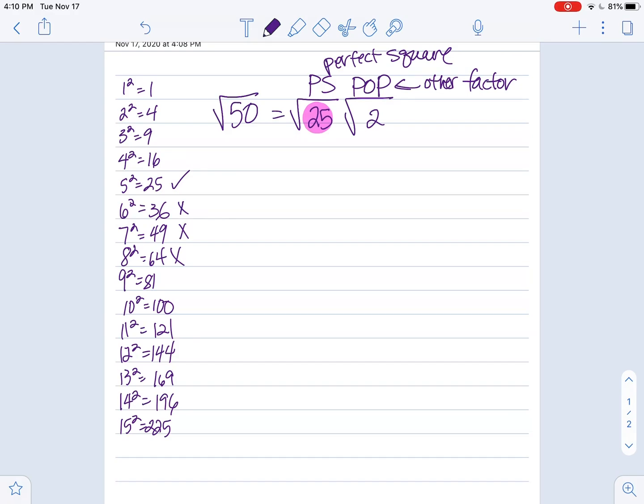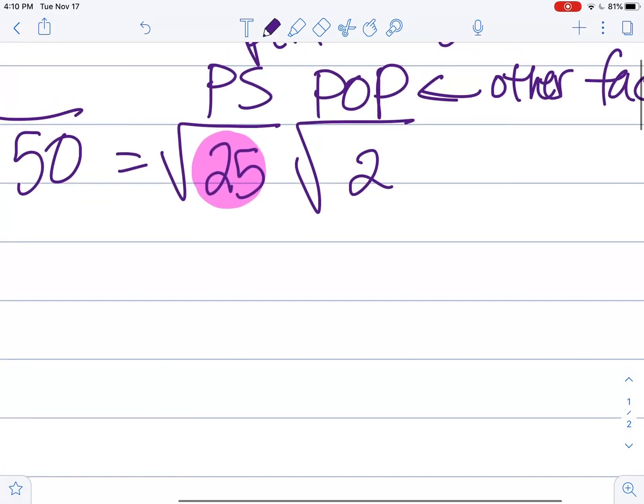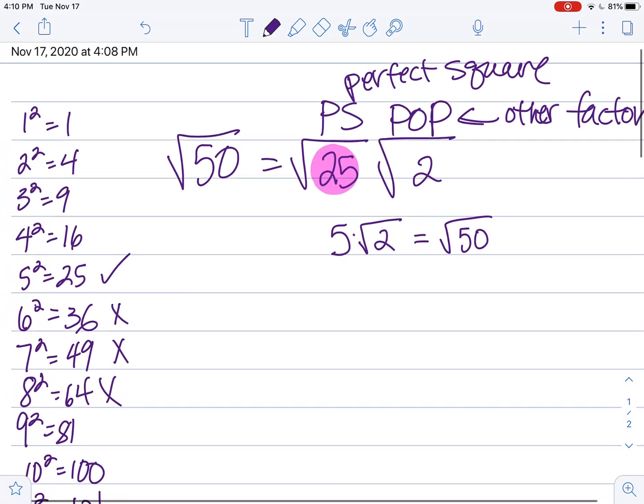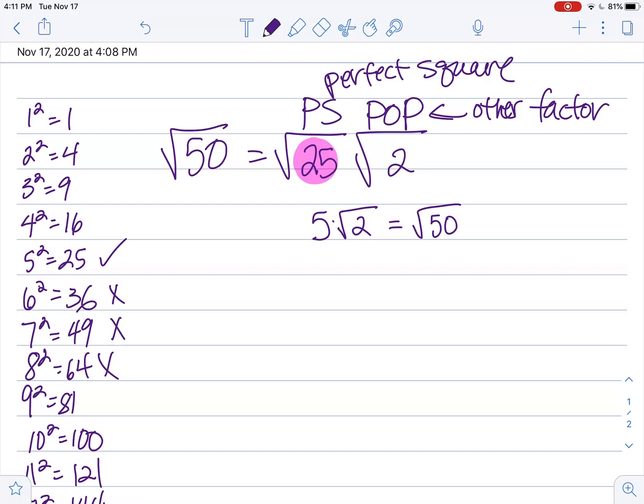So we put them under separate square roots. The square root of 25 is 5. The square root of 2 can't simplify, so you're just left with the square root of 2. So 5 times the square root of 2 is the same thing as the square root of 50. All I did was find the perfect square that was a factor of 50 and simplify it.